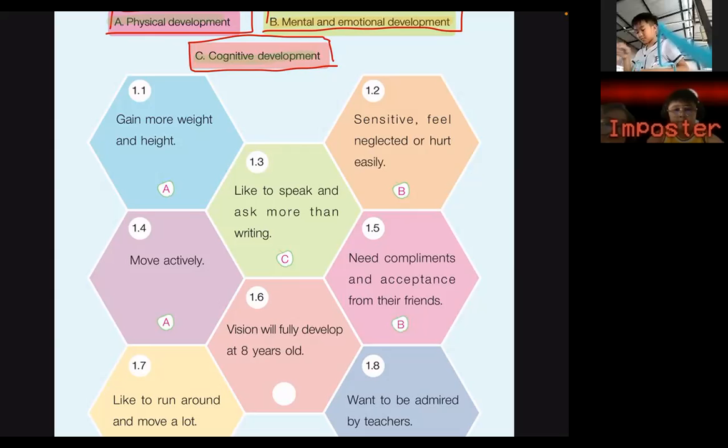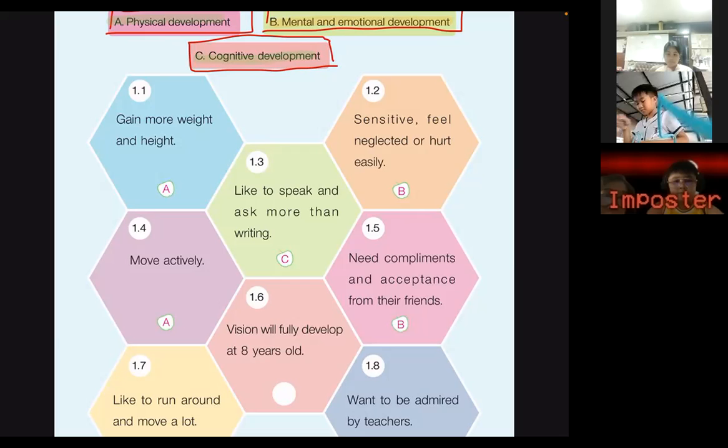1.6. Your vision will fully develop at 8 years old. Your vision will be fully developed. So your vision is how you see things. That would be an A. So your eyes, so your vision, how can you see? Are your eyes healthy?